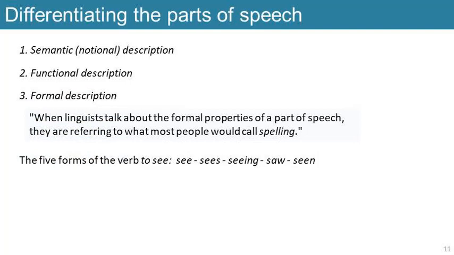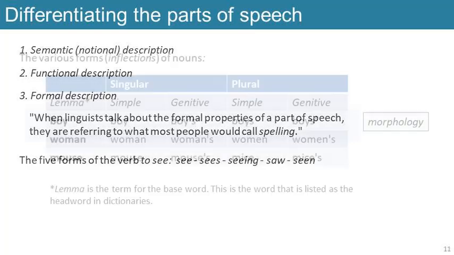Linguistic dictionaries may also describe the different parts of speech according to their formal properties. Note that the word formal here does not refer to formality, such as the language difference between a formal governmental report and an informal email to a friend. When linguists talk about the formal properties of a part of speech, they are referring to what most people would call spelling. For example, the 5 forms of the verb to see are see, sees, seeing, saw, and seen.